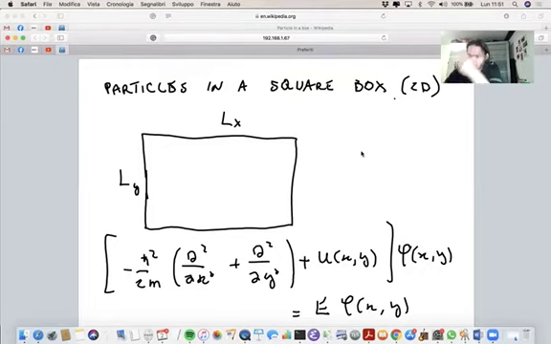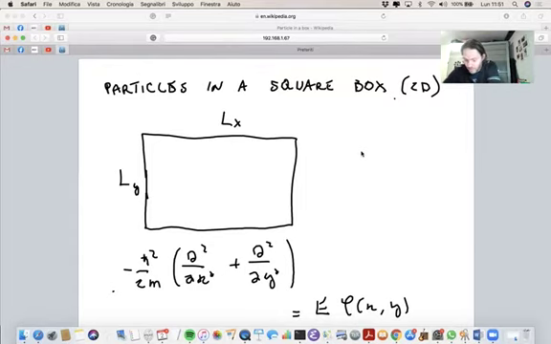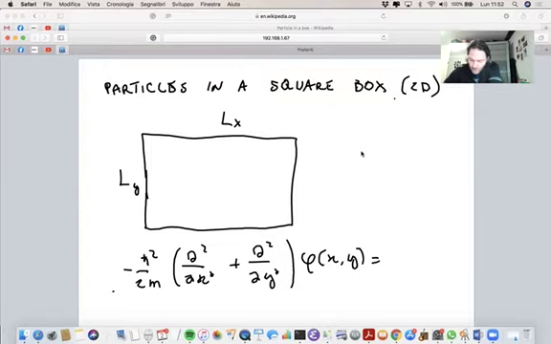But remember, the rule of the game for the infinite wall box in 1D was to get rid of the potential altogether and account for the fact that we have a potential just in the boundary condition of the wave function. That's how we solved the one-dimensional infinite well problem, and that's the same strategy we want to use to solve the two-dimensional one. So phi will have boundary conditions, which will reflect the fact that there is an infinite energy barrier.